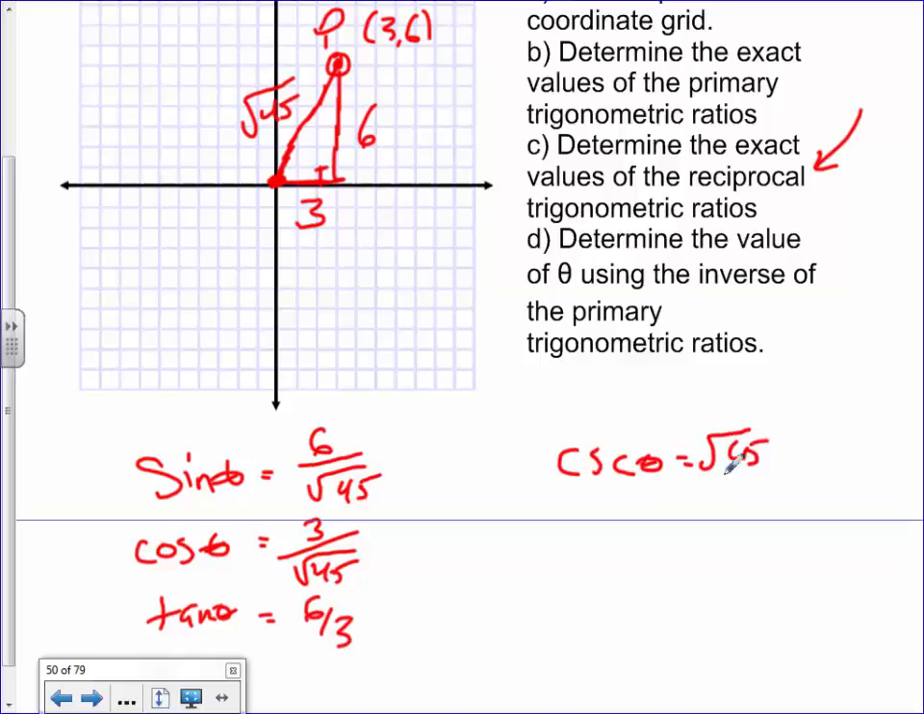Root 45 over 6. Cosine goes with secant. That's root 45 over 3. And tan goes with cotan. That's 3 over 6.